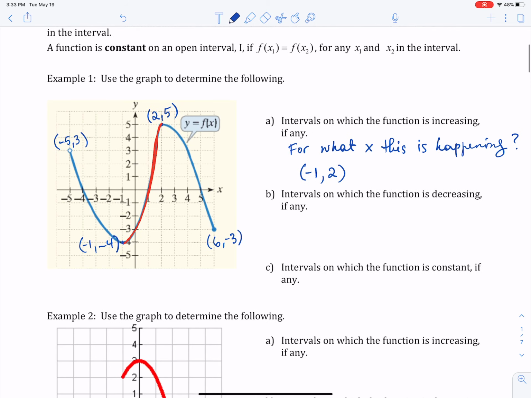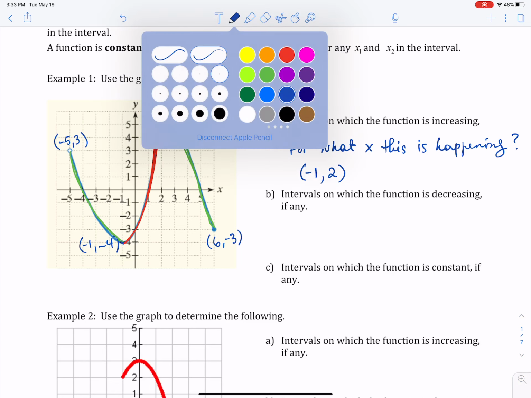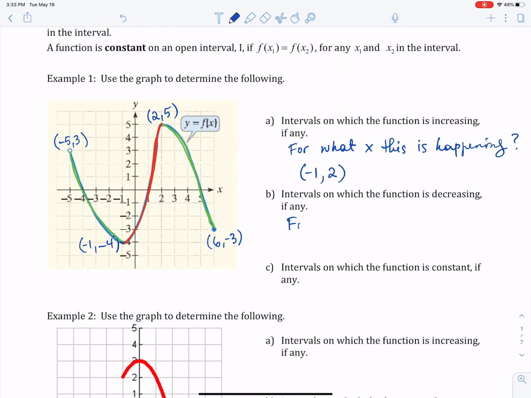So the question, for what x is the function decreasing? I'm going to look at the pieces where the function drops. Here the function drops at these pieces. But again, I'm not interested in the y value, I'm going to answer for what x this is happening. You need to understand and memorize that these questions about the function value we answer in terms of what x is.